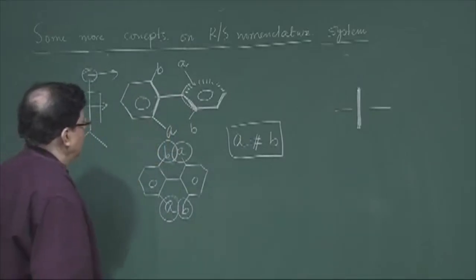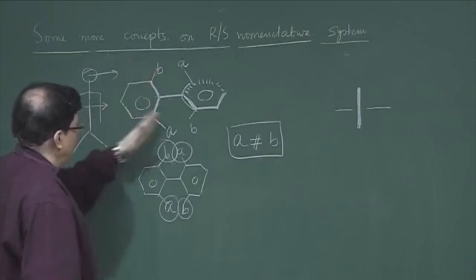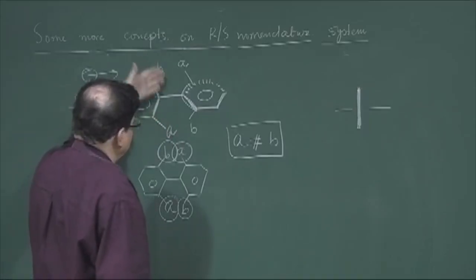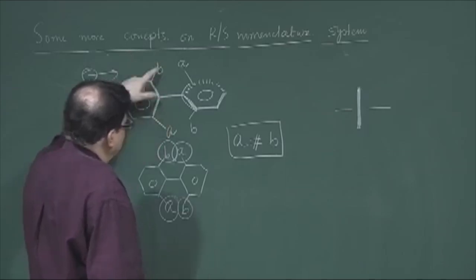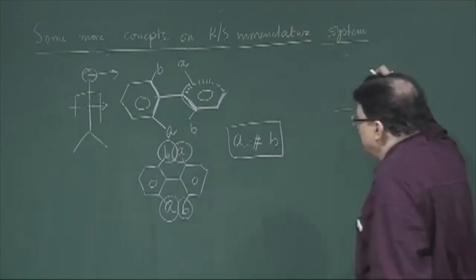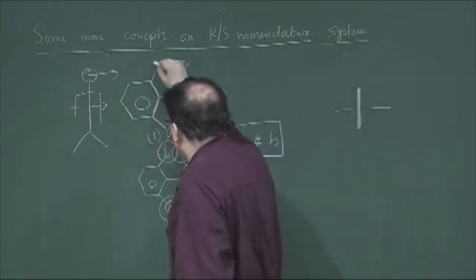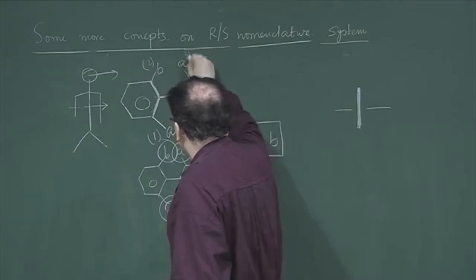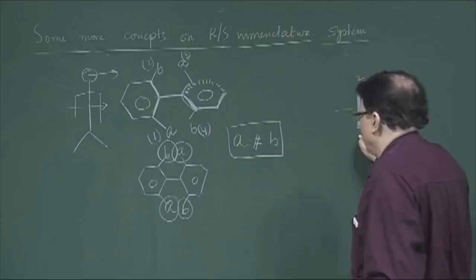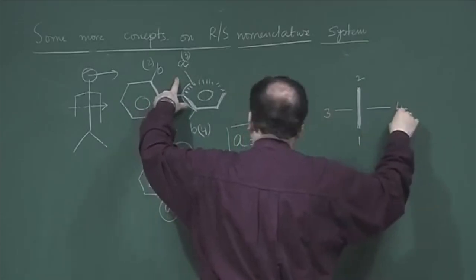Now you apply the same rule, that the front groups will be awarded higher priority than the groups at the back. If you do that, suppose this is 1 by priority sequence, this is 2, and now this should be 3 and this should be 4. So you now convert it: this should be your 2 and this should be your 1, and now the number 3 goes to your left side and that should go to your right side.